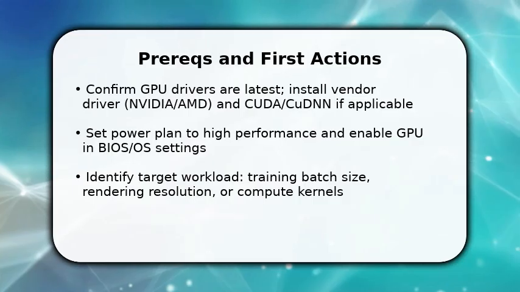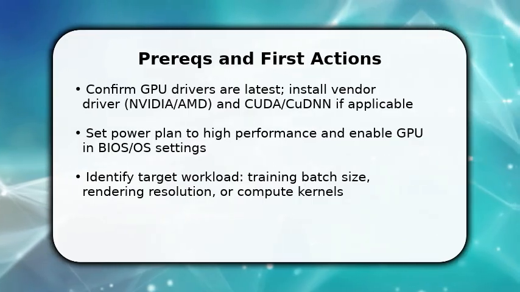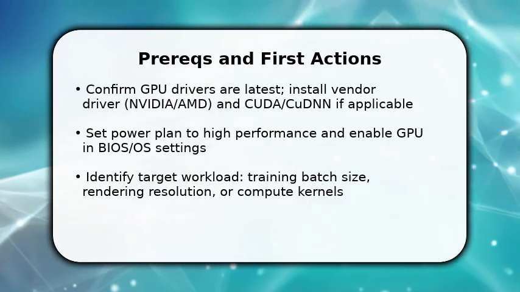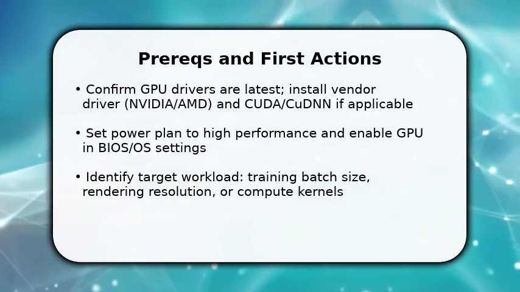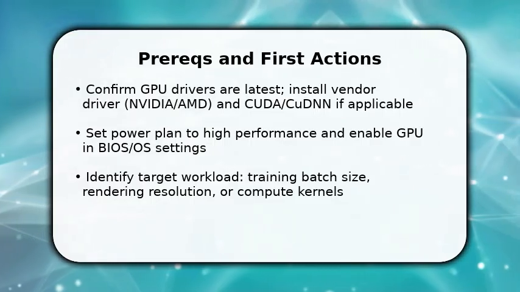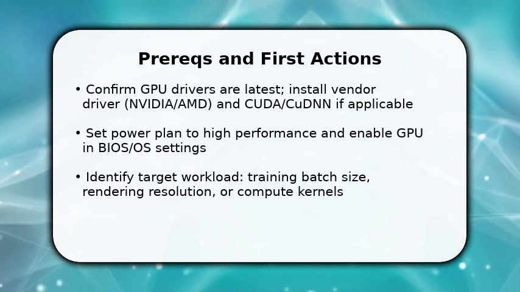Then identify the workload you'll optimize, training, rendering, or compute, and pick an initial parameter to change, like batch size or thread count. Once done, measure baseline utilization with a tool so you know if the changes raise GPU load.